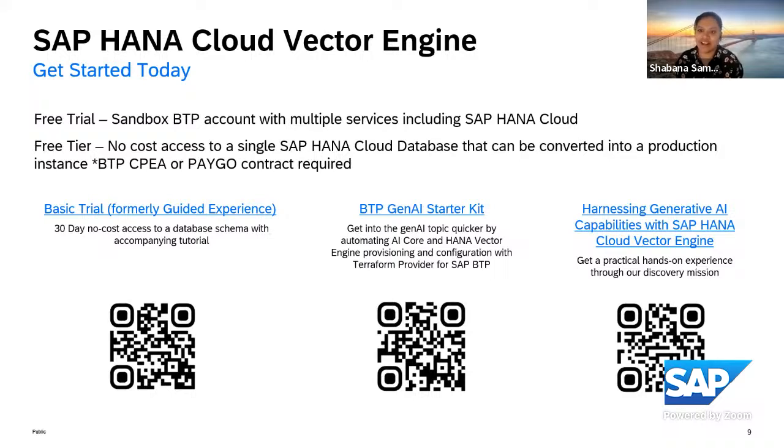To just finish off, I would call all of you to get started with these vector engine capabilities. Try your hands on. We do have the free trial and free tier versions where you can go and access for yourself. And then we also have something called the guided experience, which we call basic trial going forward. You have multiple of these tutorials that would help you educate yourselves. And then we also have a Git repository that would allow you to start using the AI Core, that's the Gen AI Hub, and the HANA Vector Engine part, which are all automated on the SAP BTP platform. Highly recommend to try it on your side.